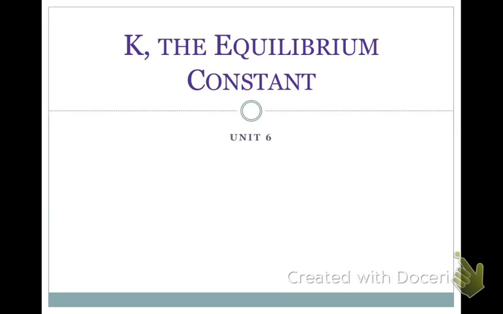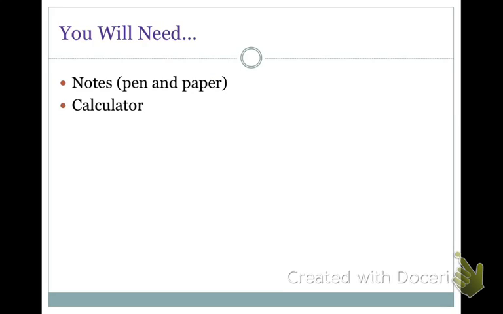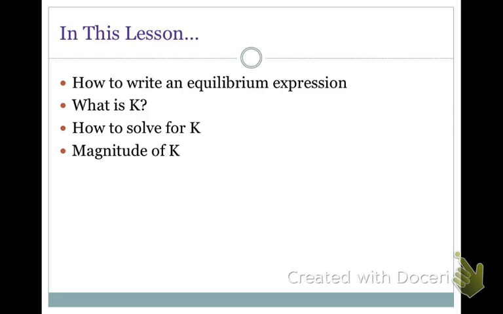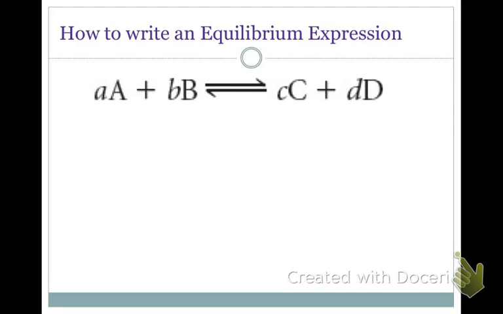Guys, so here we're going to do my favorite type of calculations. They're by far the easiest, and they're trying to figure out what happens to certain concentrations during an equilibrium reaction or reversible reaction. So you need your notes, and you'll definitely need your calculator for this as well. We're going to go through how to write an equilibrium expression, figure out what the capital K is, what that stands for, how to solve for K, and what happens with the magnitude of K.